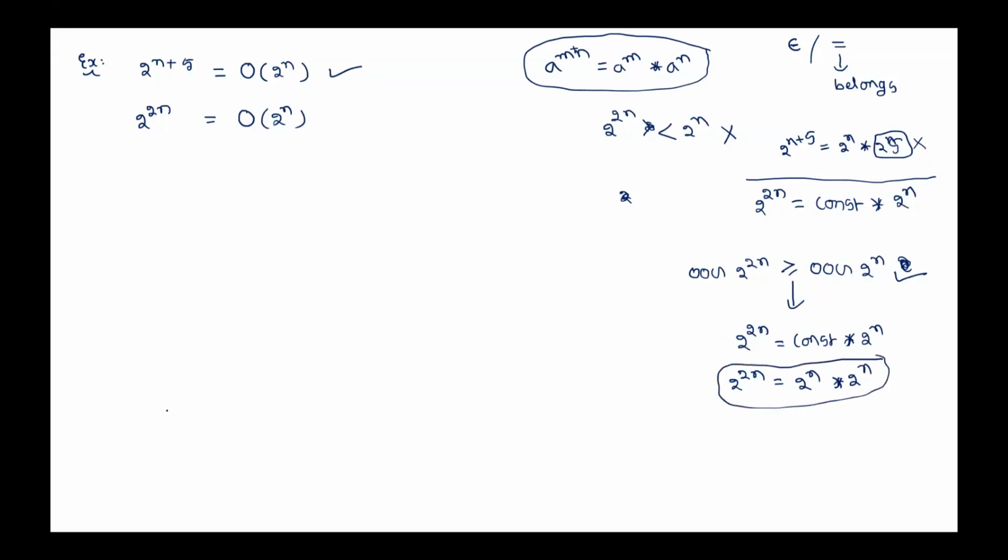Now the question is whether it is possible to replace 2 power n with some constant. If at all it is possible to replace it with some constant, then both will be the same. Otherwise, both are not the same. Is it possible to replace 2 power n with some constant? Not possible, it is a function of n. How can we write it as some constant? Is there any doubt?